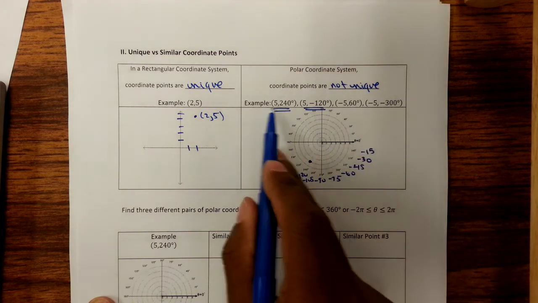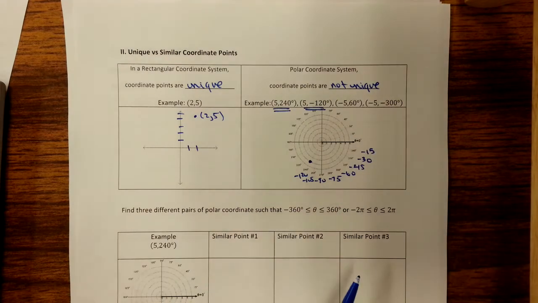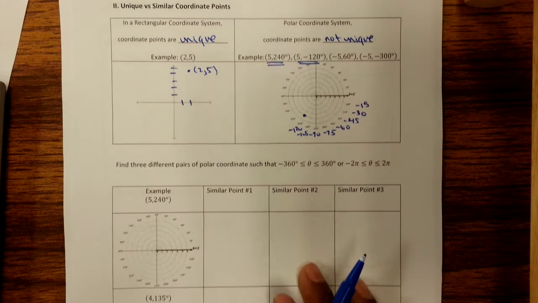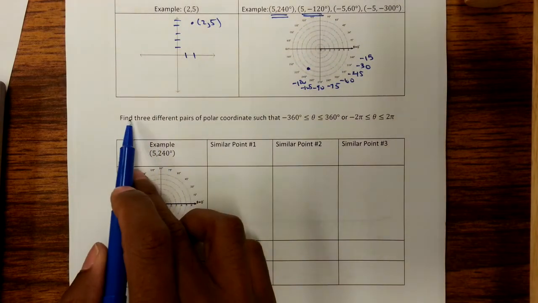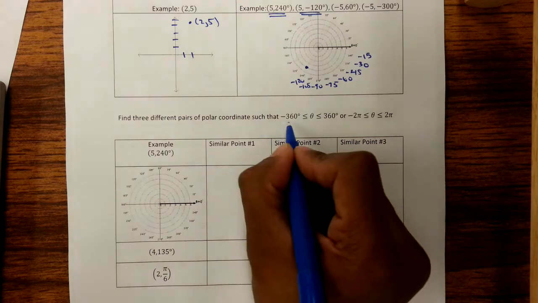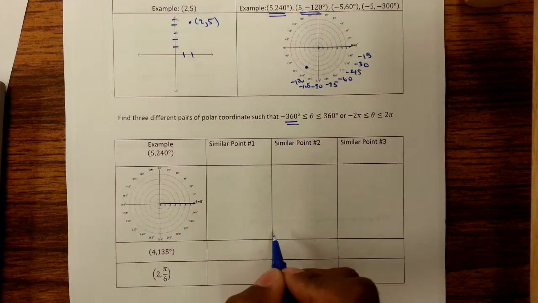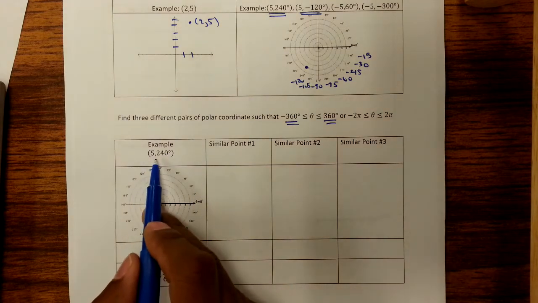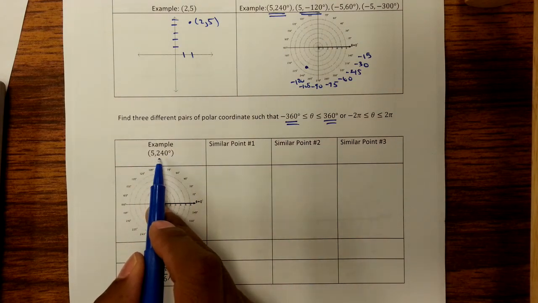So what I'm going to do is I'm going to show you guys how to find similar polar coordinate points. And there's going to be some formulas. So here's my example. What I want you to do is find 3 different pairs of polar coordinate points such that your angles need to fall between negative 360 and positive 360. Now, here's my example. I'm still going to take 5, 240.